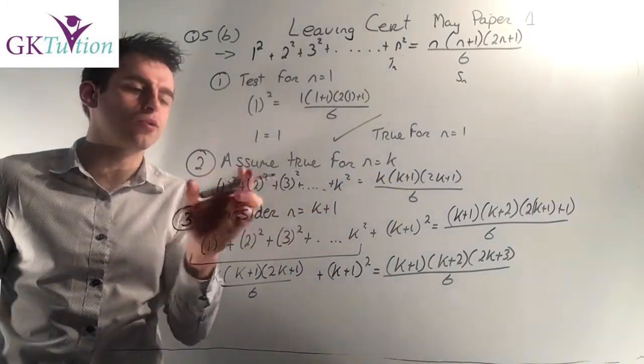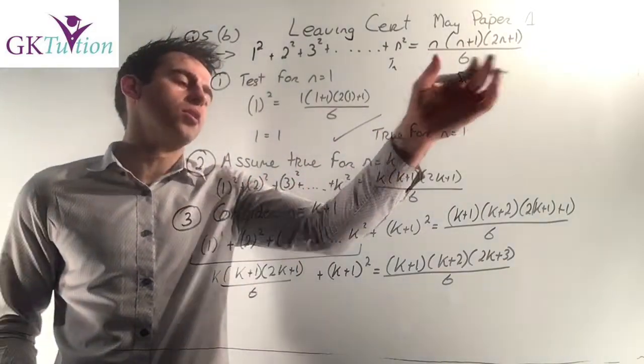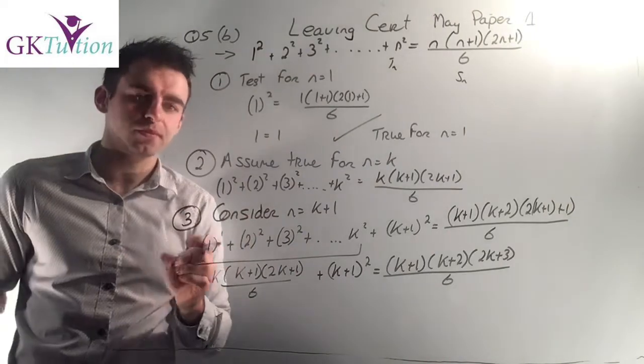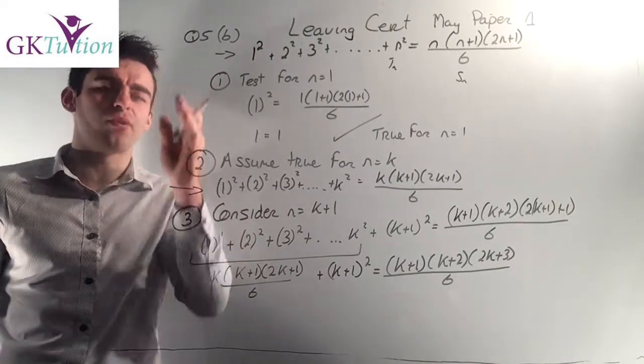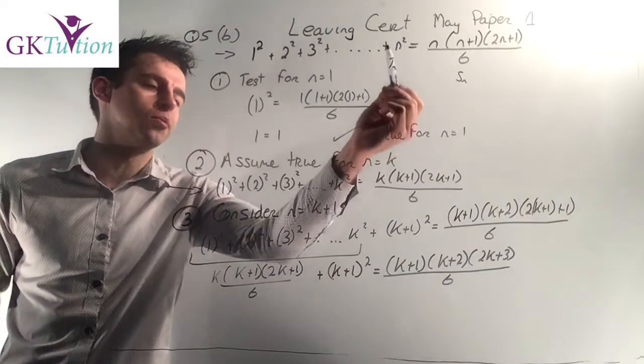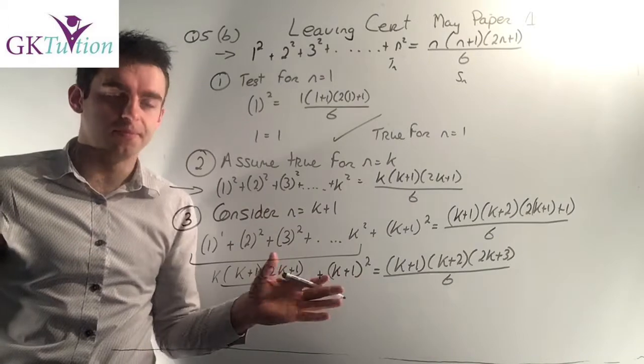So all I can say is 1 squared plus 2 squared plus 3 squared the whole way up to k squared. And on the right hand side, you just sub in your k. So I want you to notice that your assumption is the exact same as your question. You've literally just subbed in a k instead of an n. So you can just view it as you're just subbing in.